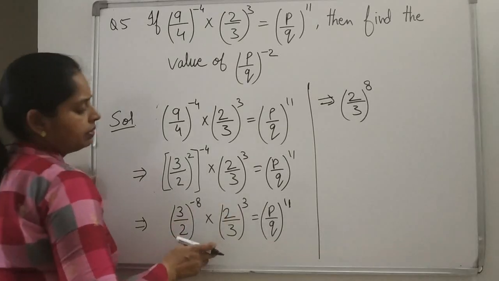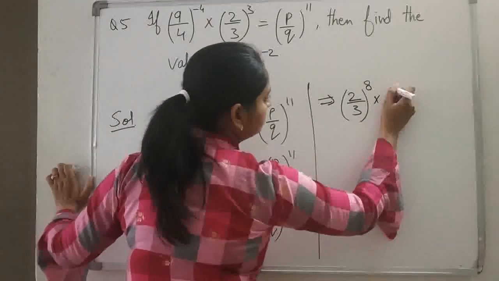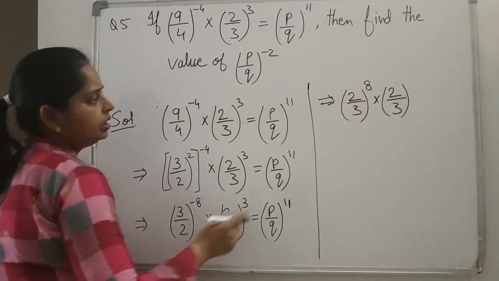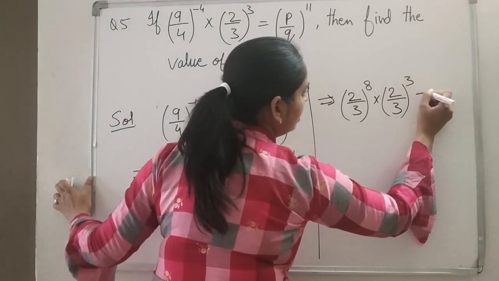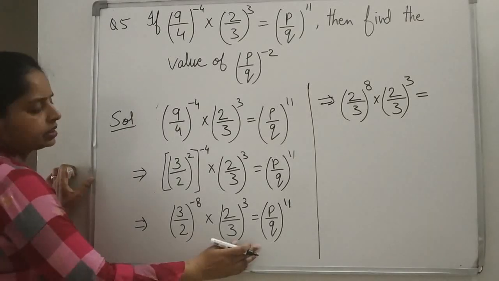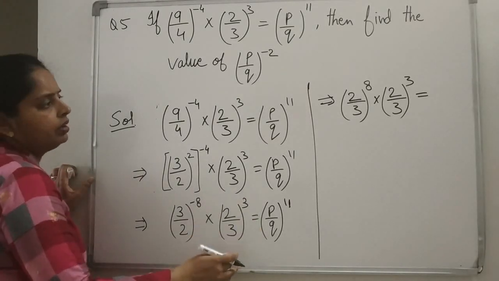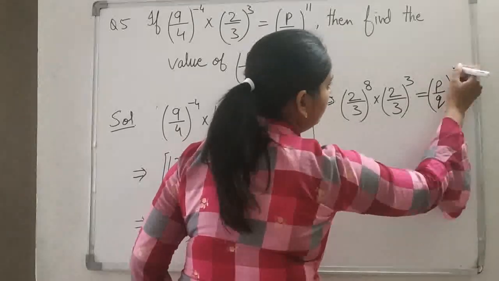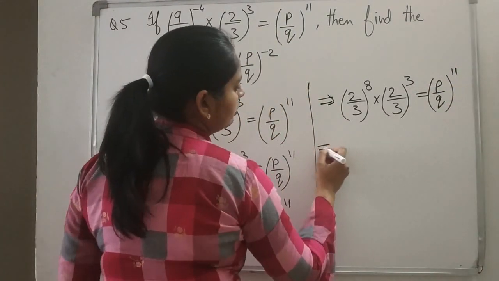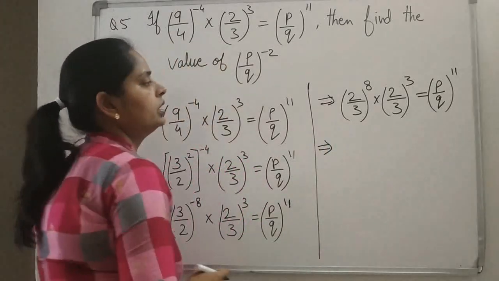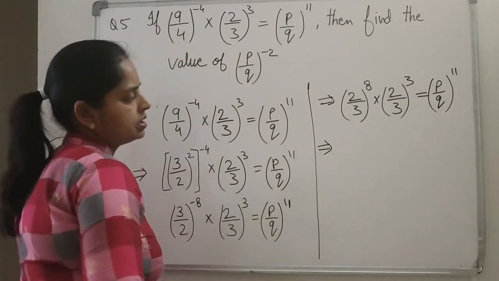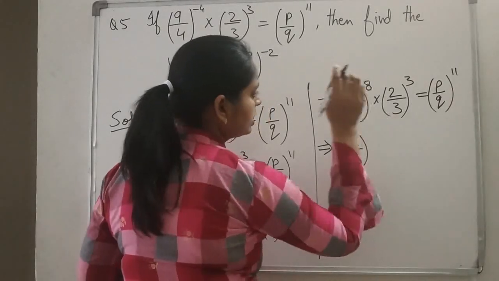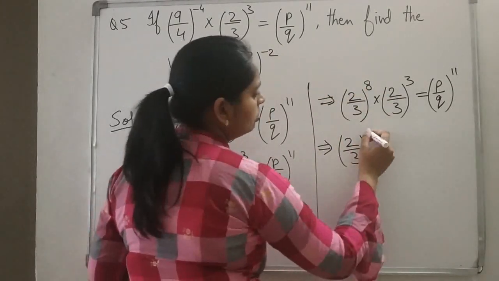Okay. Into multiplied by (2 by 3) to the power 3 is equal to, what is in the right hand side? (P upon Q) whole to the power 11, which will be equal to, now we can see (2 by 3) and (2 by 3) both are having the same base, so powers will get added because the multiplication symbol is there. So 8 plus 3 is how much?